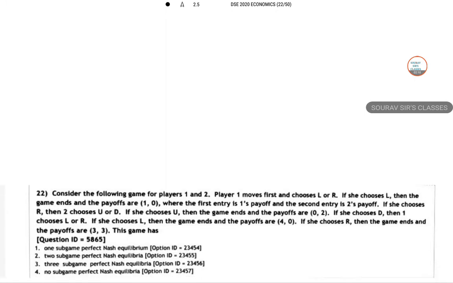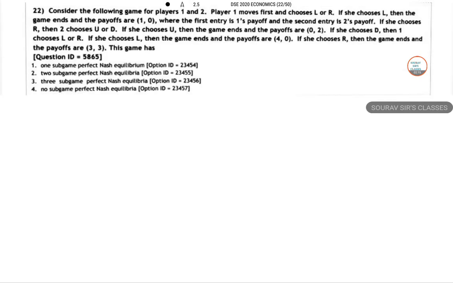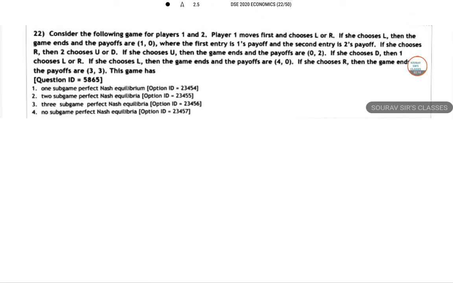Question 22. Consider the following game of player 1 and 2. Player 1 moves first and chooses L or R. If she chooses L, then the game ends and the payoffs are 1, 0. It's a similar question to the above one, where the first entry is the first player's payoff and the second is the second's. If she chooses R, then U and D. If she chooses U, the game ends and the payoffs are 0, 2. If she chooses D, then one of the players chooses L and R. If she chooses L, the game ends and the payoffs are 4, 0. If she chooses R, then the game ends and the payoffs are 3, 3.